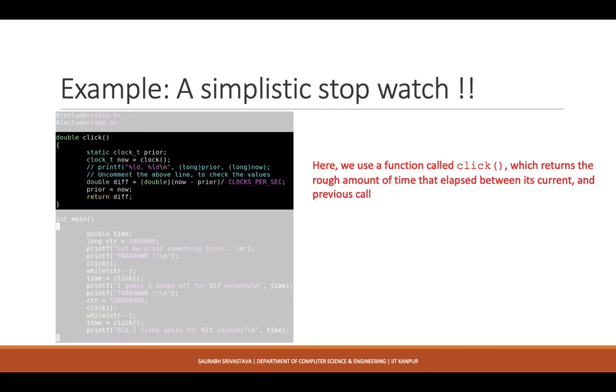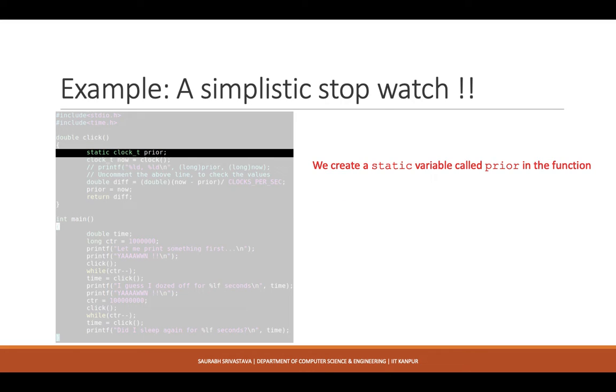What this click function does is that it returns the rough amount of time that has elapsed since the last click happened, right? So basically this is the idea that if you keep on doing click click click, it will just return you the amount of time that has elapsed between the last two clicks.